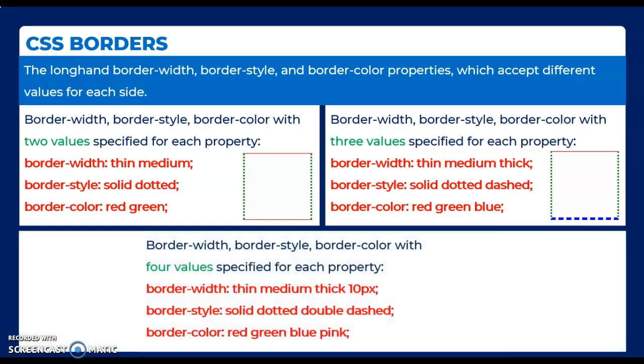If four values are specified, the values are applied clockwise to the top, right, bottom, and left sides. Here's an example. Border width. Top border is thin, right is medium, bottom border is thick, left border is 10 pixels. Border style. Top border is solid, right border is dotted, bottom border is double, and left border is dashed. Border color. Top border is red, right border is green, bottom is blue, and left border is pink.